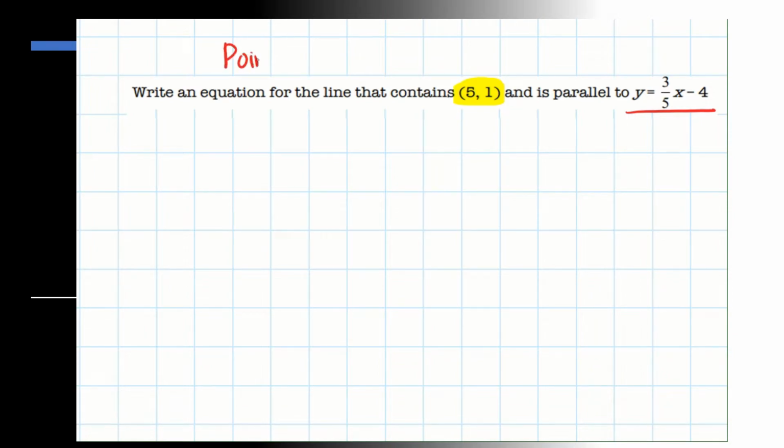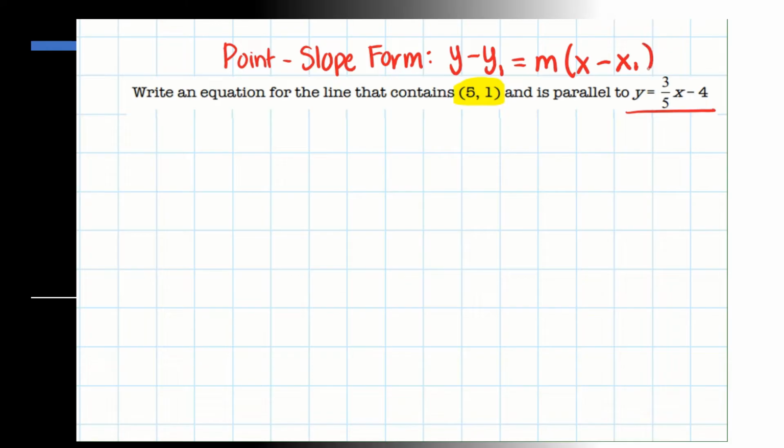minus 4. Because we're given a line and our line will be parallel to that equation, then we're going to be writing our equation in point-slope form. Then later we're going to convert it to slope-intercept form, which is y equals mx plus b, because it's easier to graph.